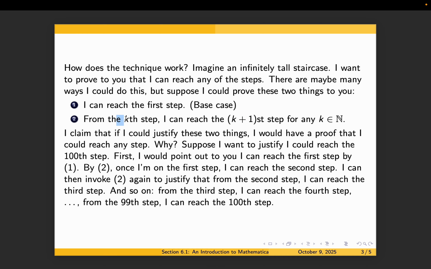So this is saying if I'm on the kth step, I can get to the next step. If I could do that for any k and I can reach the first step, those two things combined should convince you that I could actually reach any step that I want.